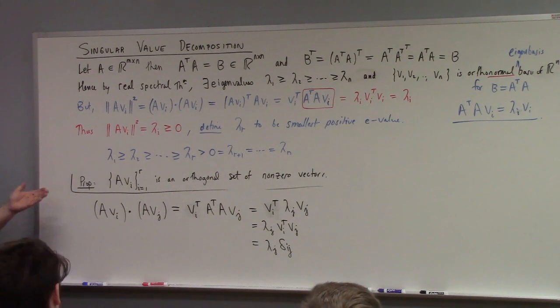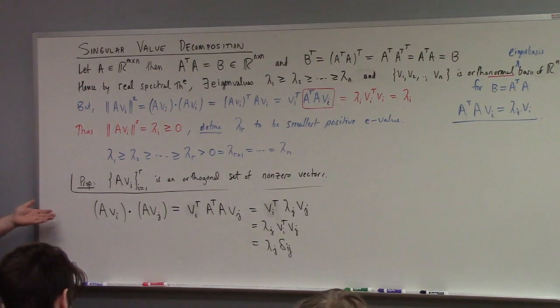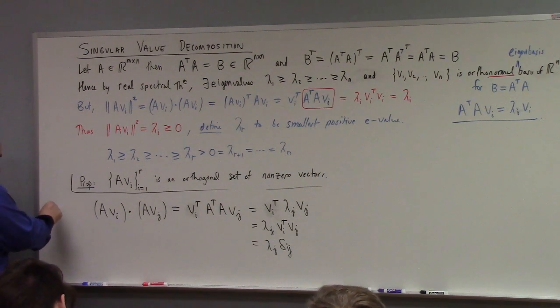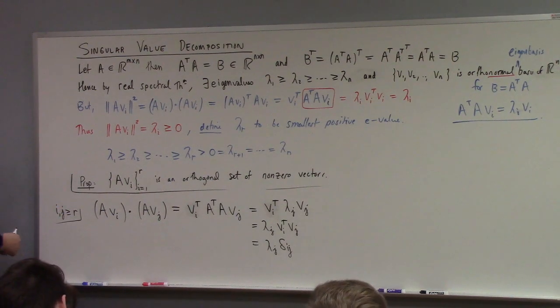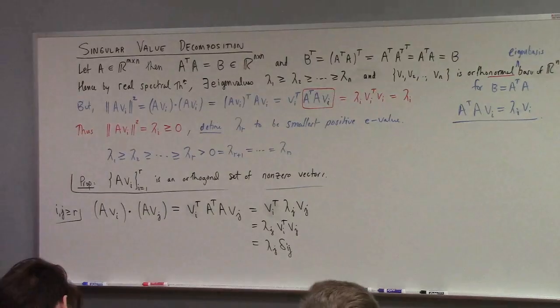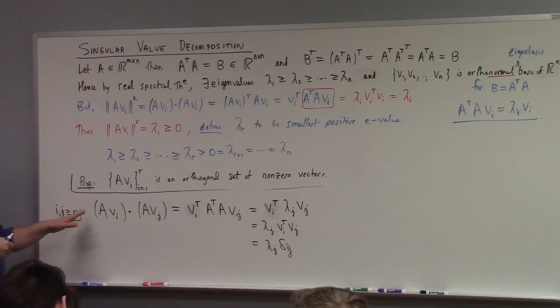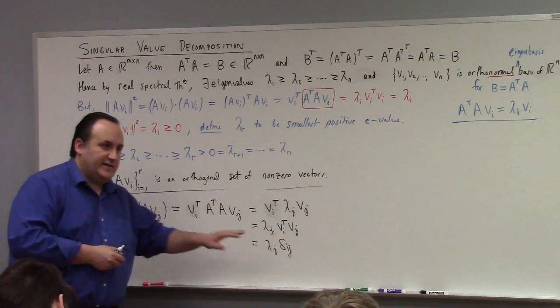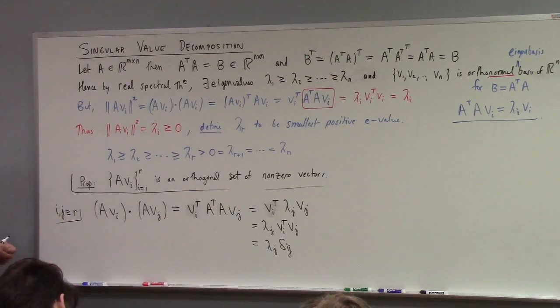Now, this is not an orthonormal set. Why? Now here, I'm assuming that i and j are less than or equal to r. Okay? Therefore, this is 0 if i is not equal to j, and it's equal to lambda j if i is equal to j, which proves that this is an orthogonal set of non-zero vectors. All right? Do you guys agree? Disagree? What do you think?